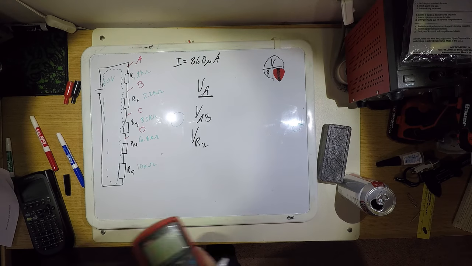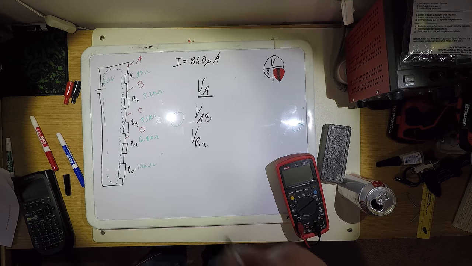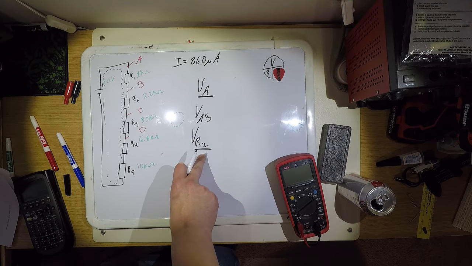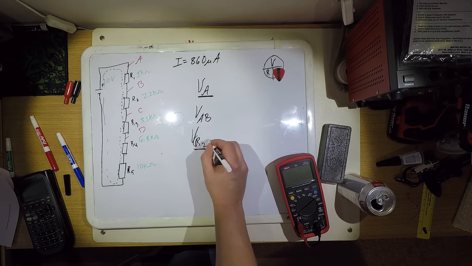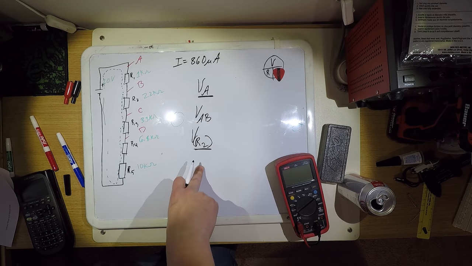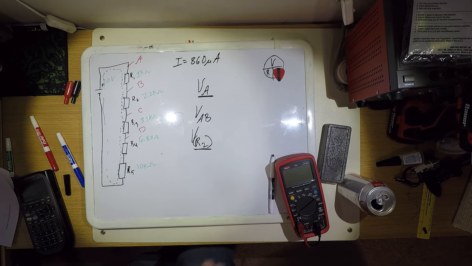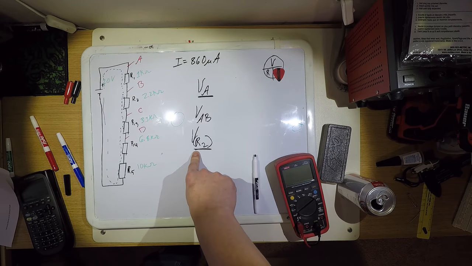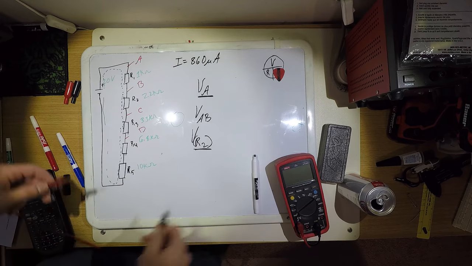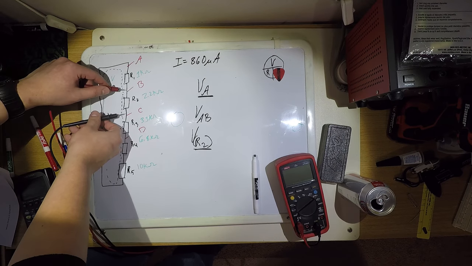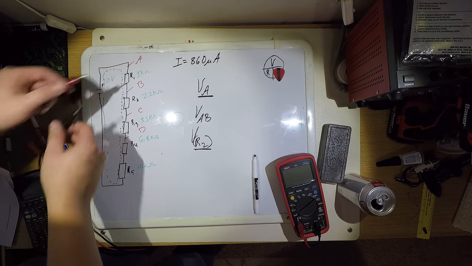So VAB is that. If I say VR2, now, there is only one thing here, but that subscript is not a point. That is a component. So whenever somebody says VR2, they are asking for the voltage across R2. So you probe across R2.